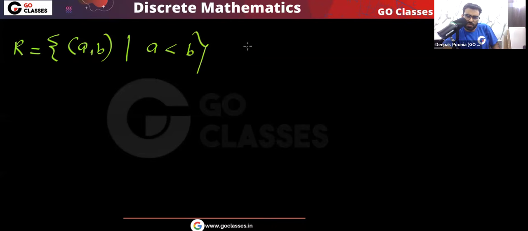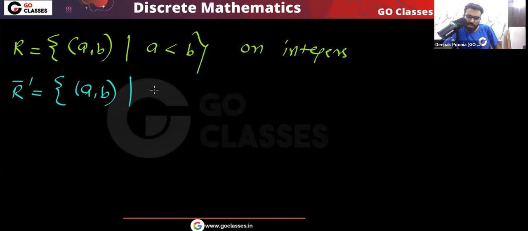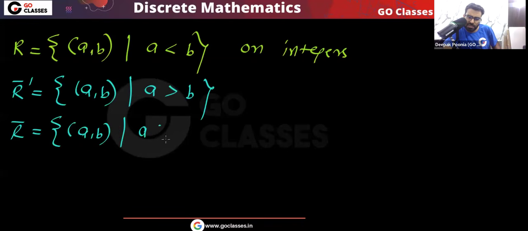So remember, this is the final conclusion. If our relation R is (a, b) such that a is less than b, if this is our relation R on integers, now you can easily see what R inverse will be. R inverse will be (a, b) such that a is greater than b. And what will R complement be? That will be (a, b) such that a is greater than or equal to b. Okay, very simple. I hope you understood.